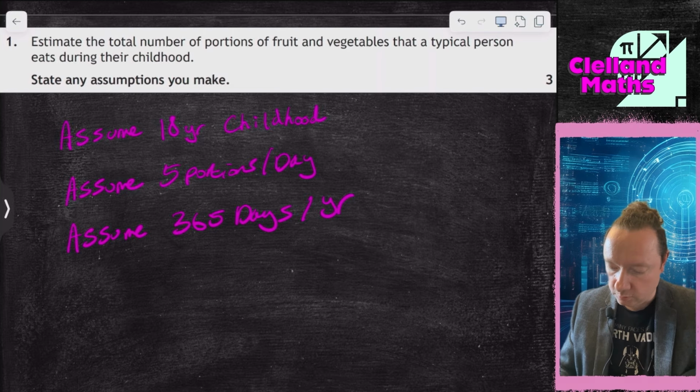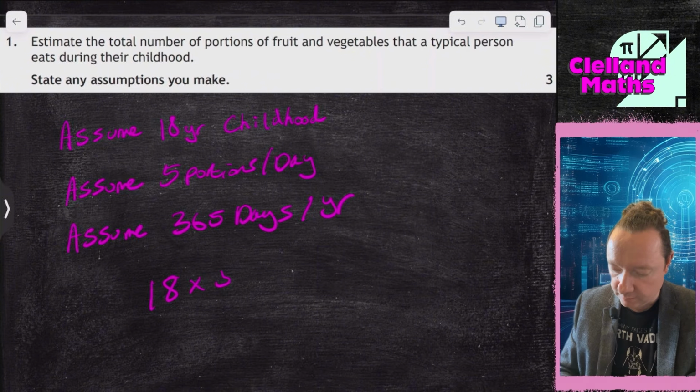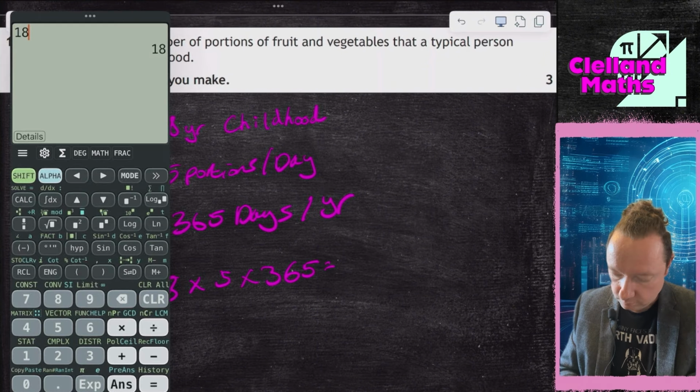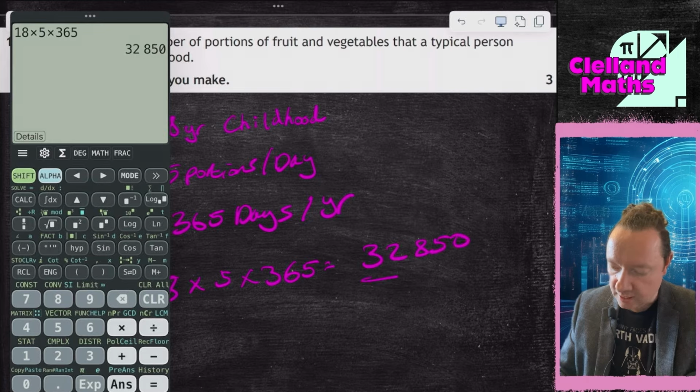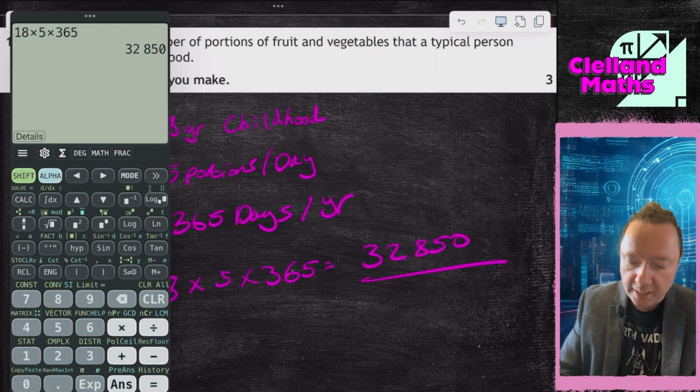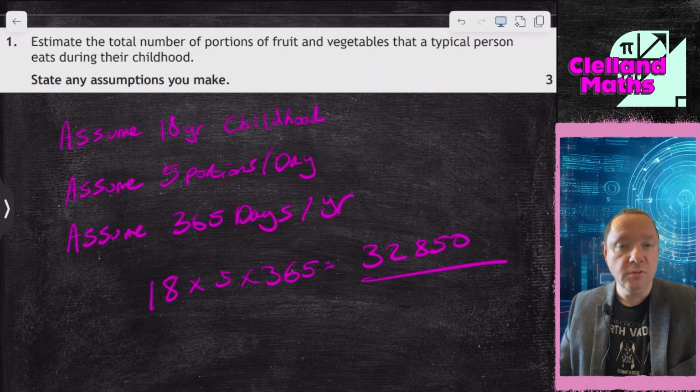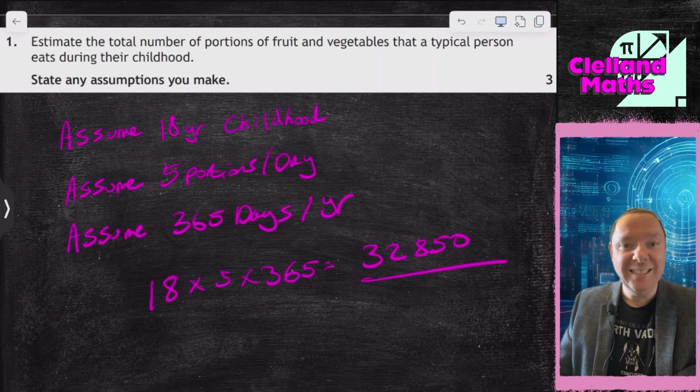Yeah, that'll do. So we'll just do our sum. 18 times 5 times 365. Get a calculator. Which is 32850. But again, I must stress, your answer may be wildly different from mine, because you might have made different assumptions. The question's about, can you make reasonable assumptions and do a sum with it? It's always going to be a time sum.